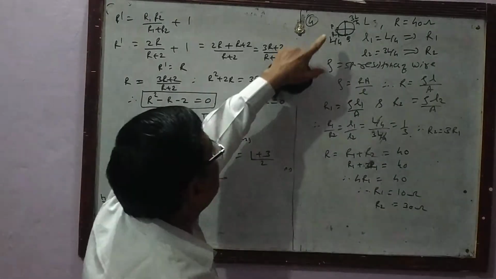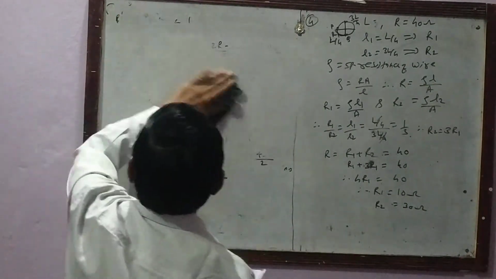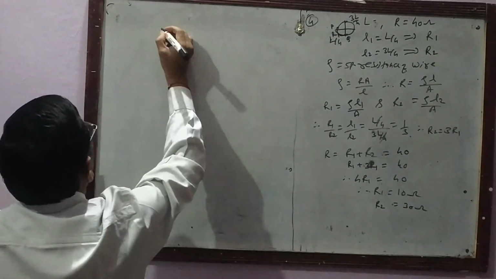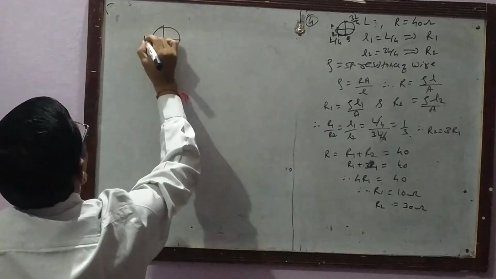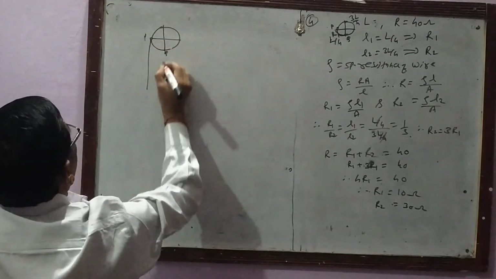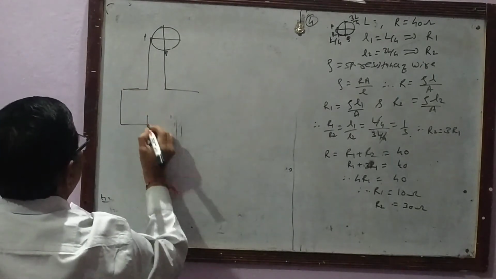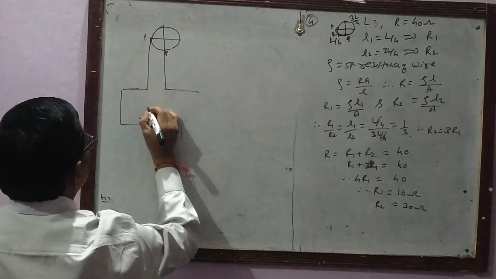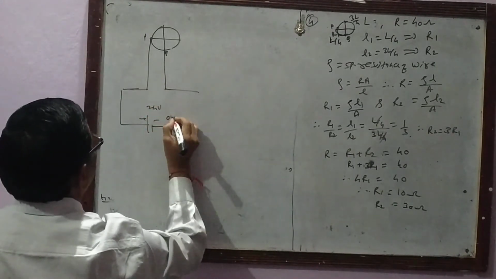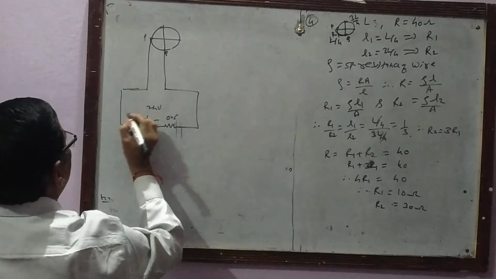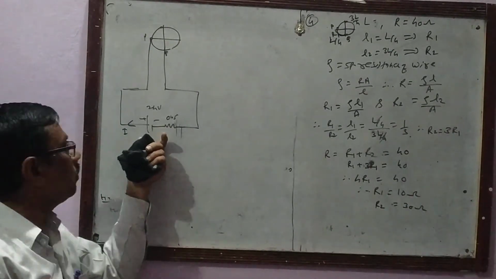But remember, this circular loop is connected to the battery. What is given? These 2 points P and Q are connected to the battery like this, and this battery has 24 volt and internal resistance 0.5 ohm. Our aim is to find the current flowing through the battery.